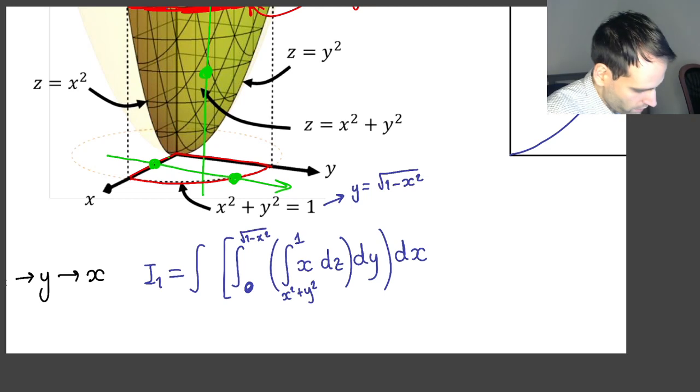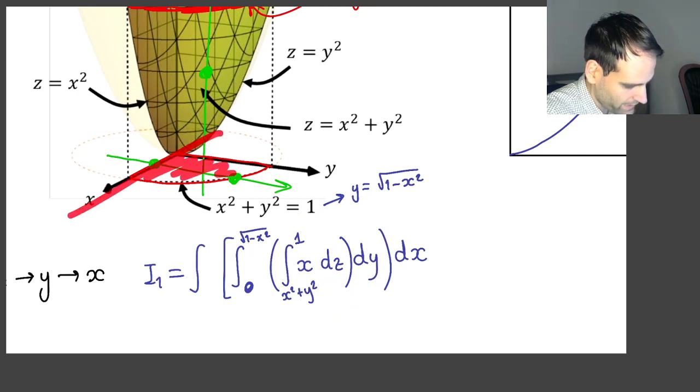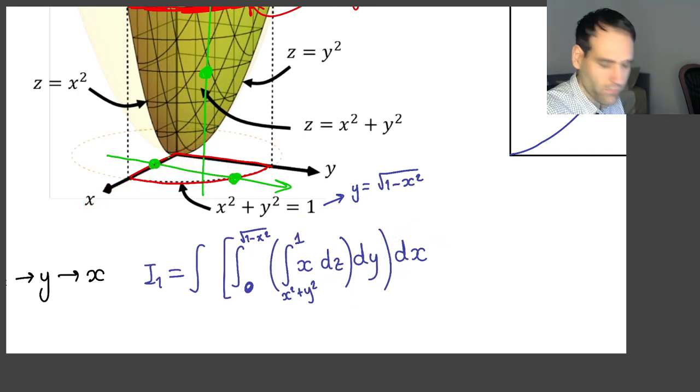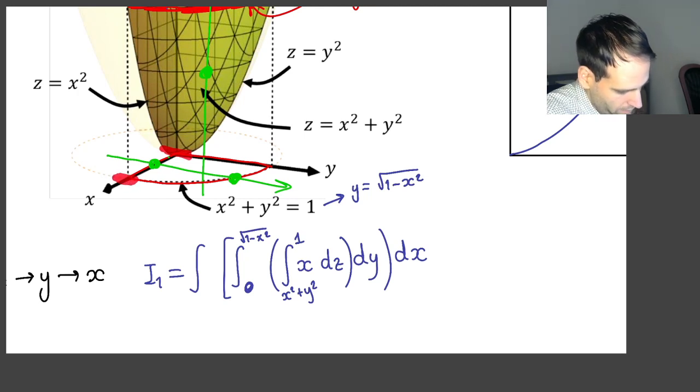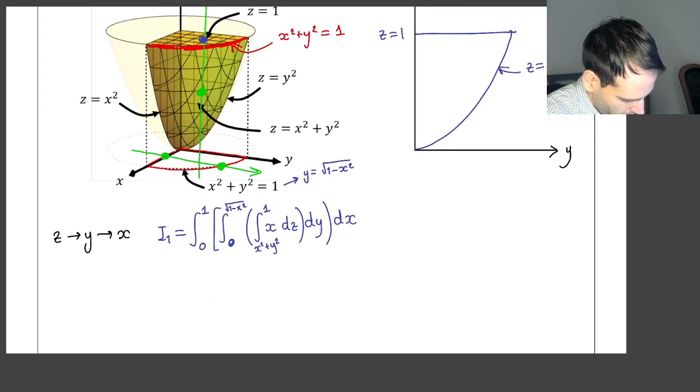Okay? So now we have integrated along z and then along y. So we project this area onto the x-axis, which is the only remaining variable. And therefore we have to integrate between 0 and the radius of this circle. And the radius is 1. So between 0 and 1. Okay? So that would be the limits of integration for this first case.